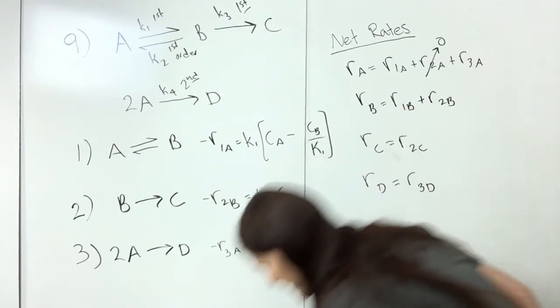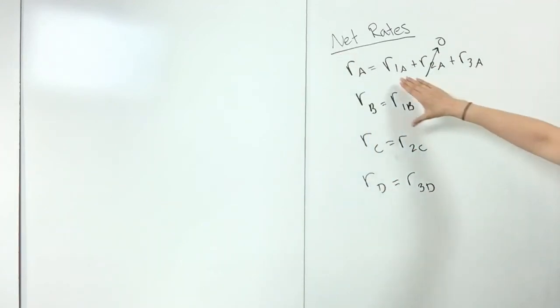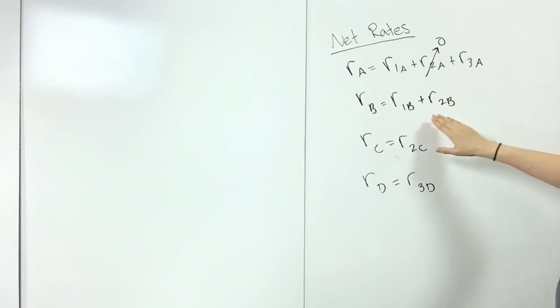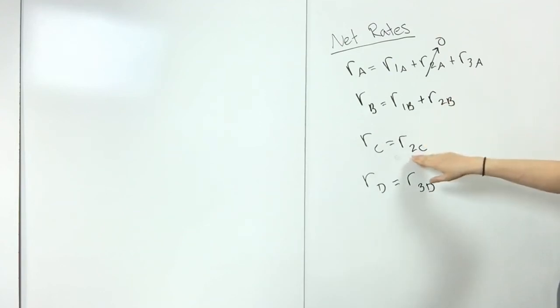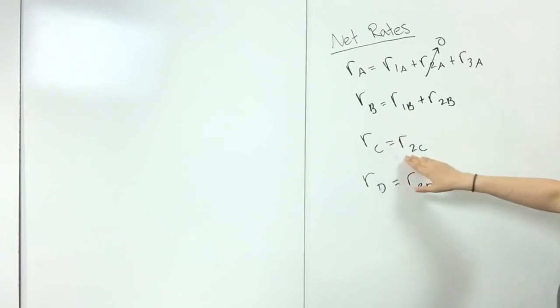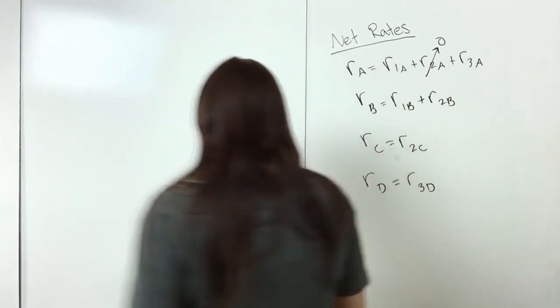So I'm going to erase some things real quick. Next thing you need to do is figure out, because we know what these are now, we know R1A, we know R2B, and we know R3A, but we don't know R1B, we don't know R2C, and we don't know R3D, so we need to figure out what those are.